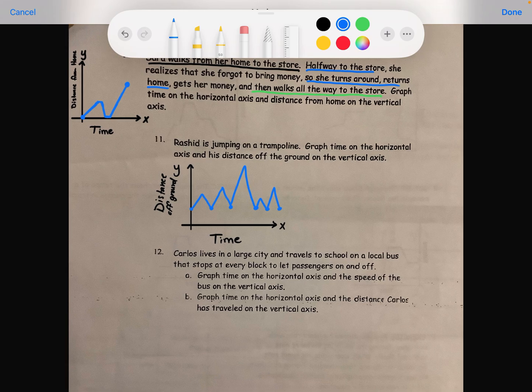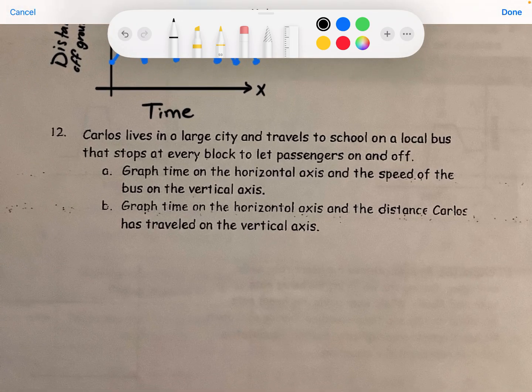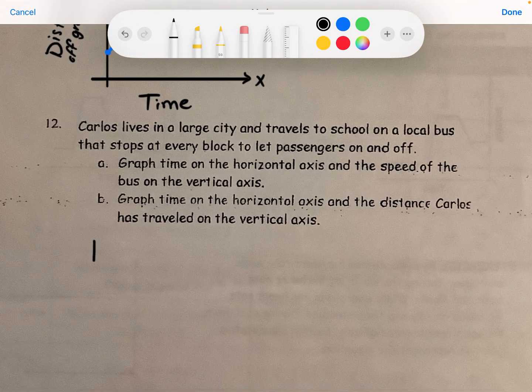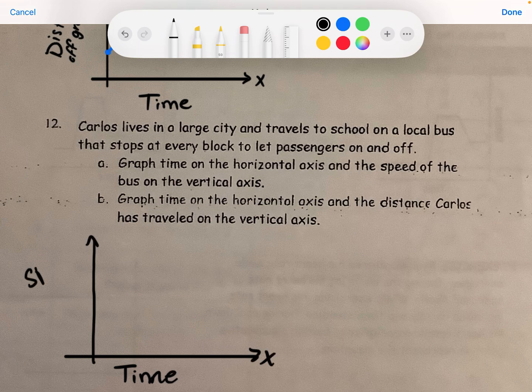All right, number 12. Carlos lives in a large city and travels to school on a local bus that stops at every block to let passengers on and off. Graph time on the horizontal and speed on the y. Okay, so time and speed. Okay, so Carlos lives in a large city, travels on a local bus, stops at every block to let passengers on and off. Okay, so he gets on the bus.